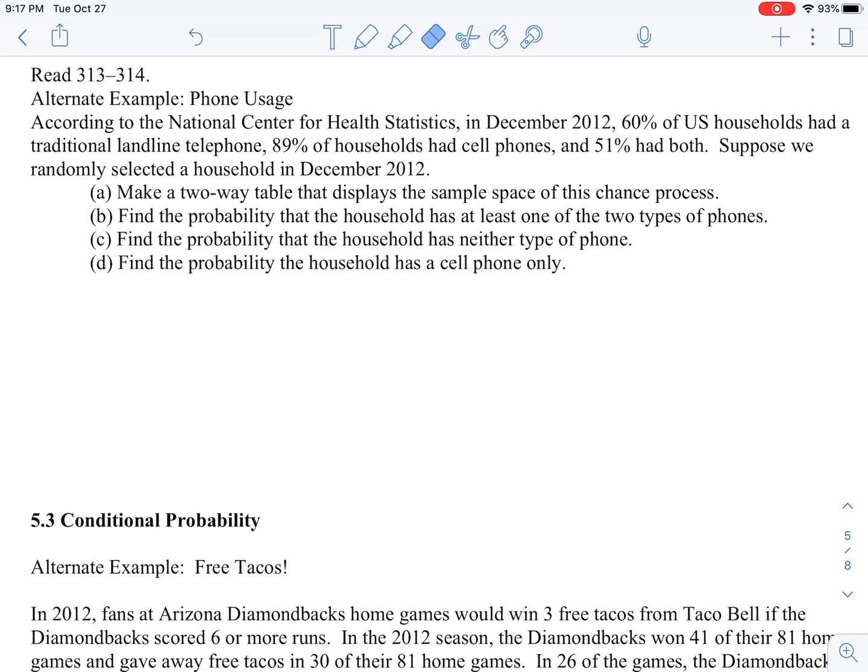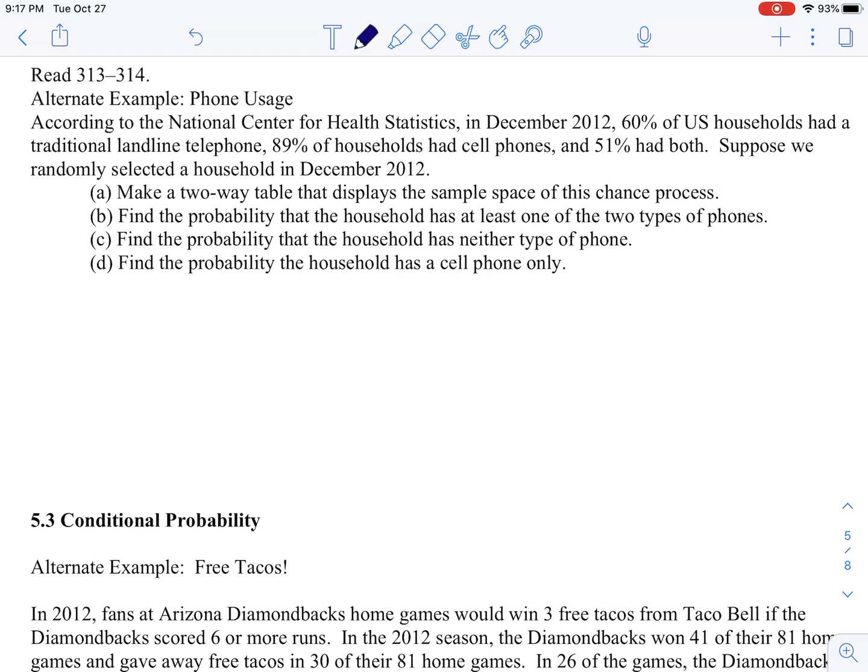Okay, I'm going to walk you through lesson 5.3, but before I do, I want to go back to one problem. If you have your guided notes, this is on page 100, I believe, or it might be slightly off if you have a different version. But it's the phone usage problem. That's the one I'd like to look at first.